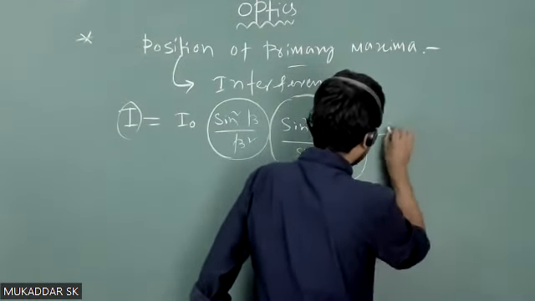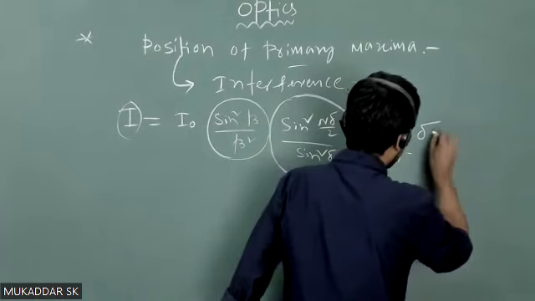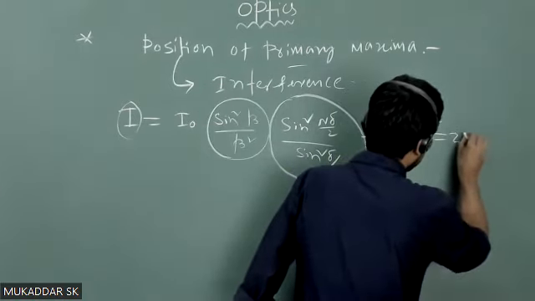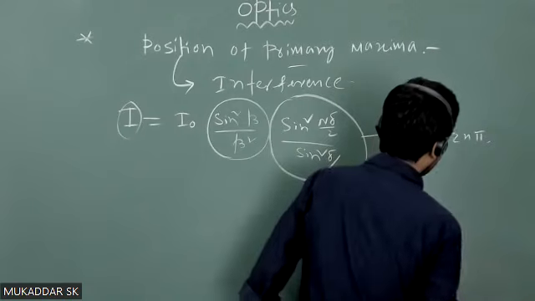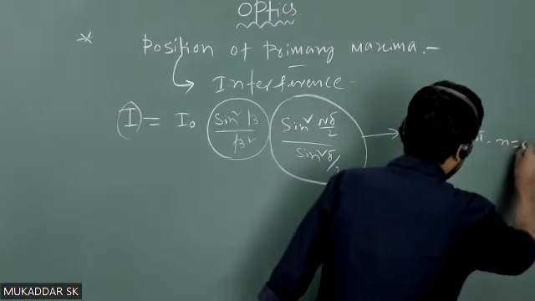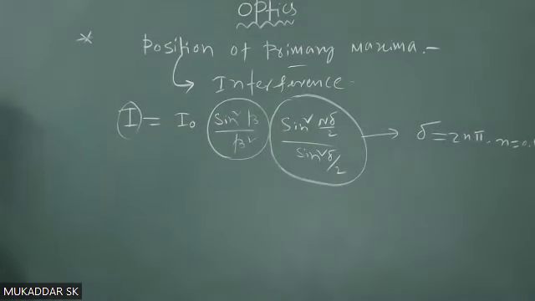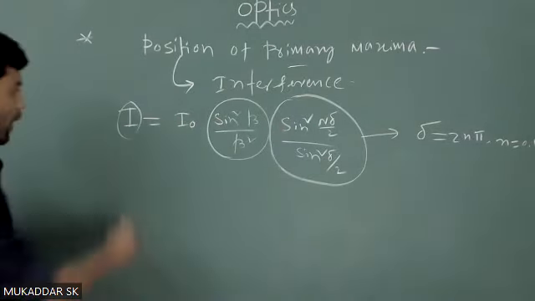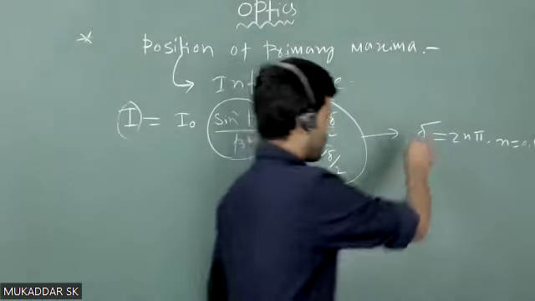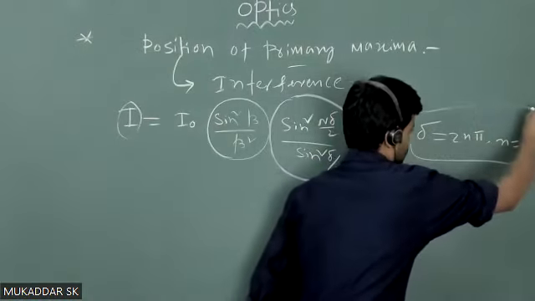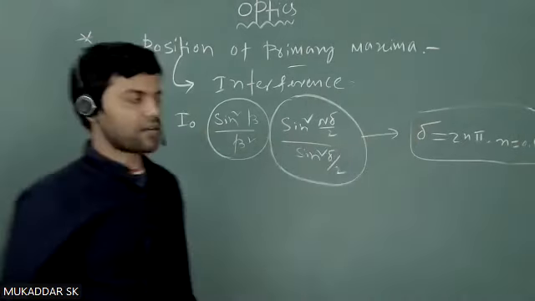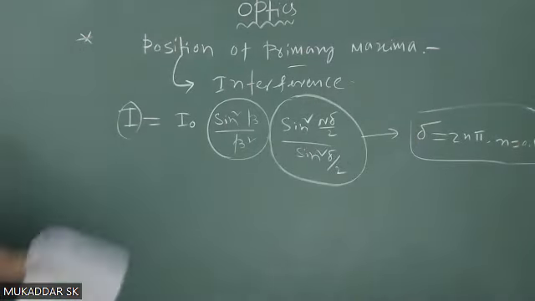This term will be maximum when delta equals twice n pi, where n can take 0, 1, 2, and so on. So I will be maximum when delta is 2n pi, and n can take all integer values. Let me check actually why I is maximum when delta equals 2n pi.